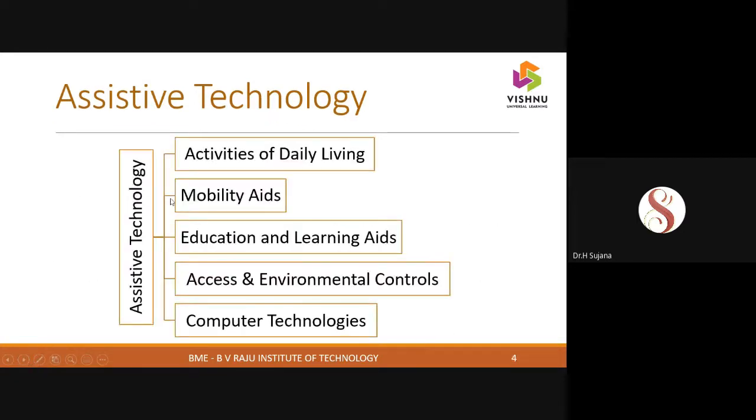You may ask me what are the different types of assistive technologies. I have briefly put it here. There are activities of daily living and mobility aids. There is sensory rehabilitation, like the speakers who spoke for the past 2 days talked about printing of prostheses and even printing of hearing aids. All that comes under assistive technology. You also have education and learning aids, access and environmental controls, and computer technologies, like how a computer can be accessed by differently abled people.